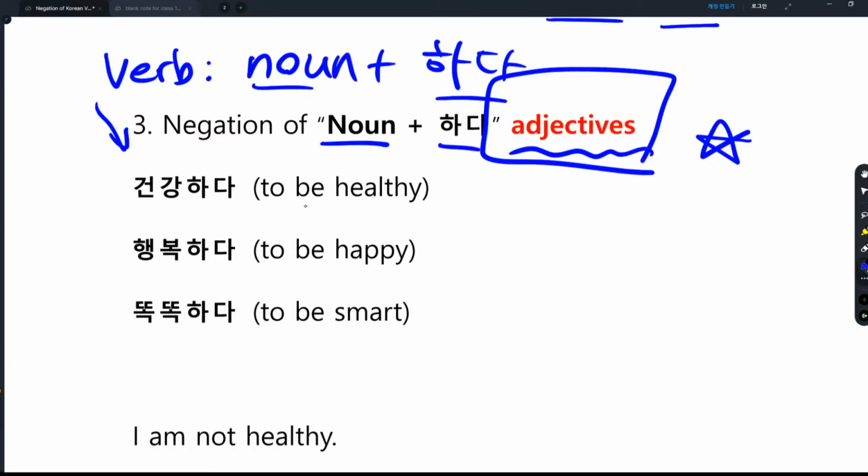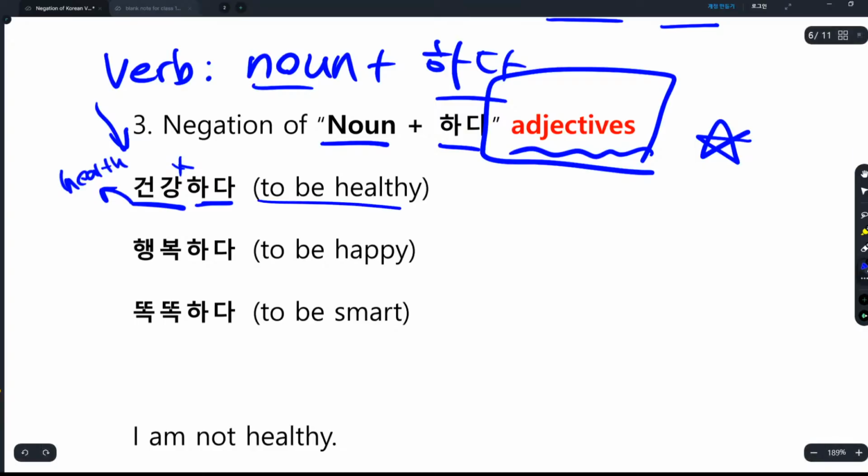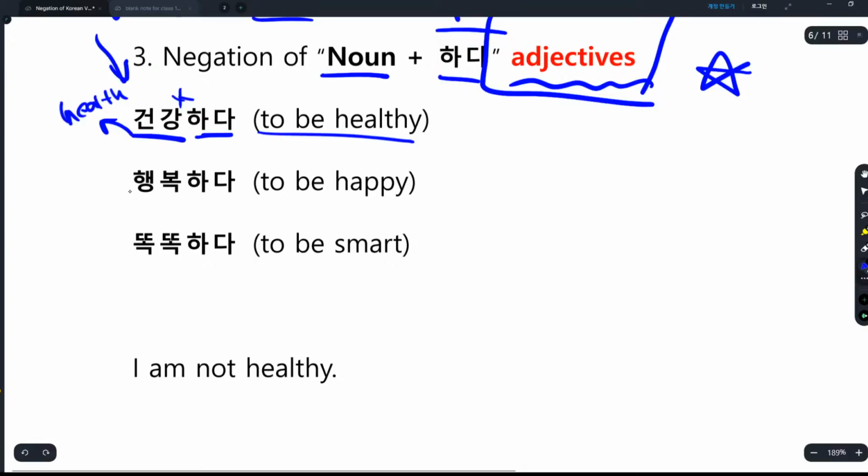So 건강하다. 건강 means health, guys. So this is a noun, and 하다 is a verb that means to do, and combine them together, it becomes an adjective, guys, that means to be healthy. Not a verb, an adjective. 건강하다 is an adjective that means to be healthy. 행복 means happiness. So literally, to do happiness, and combine them together, it becomes an adjective that means to be happy.